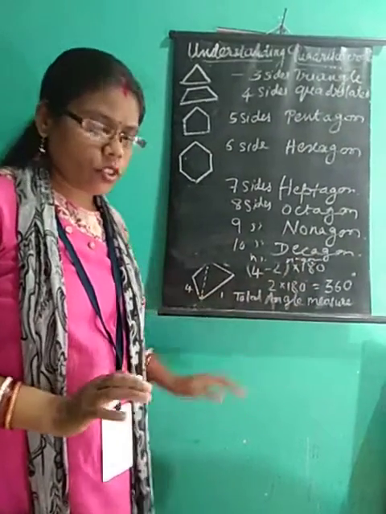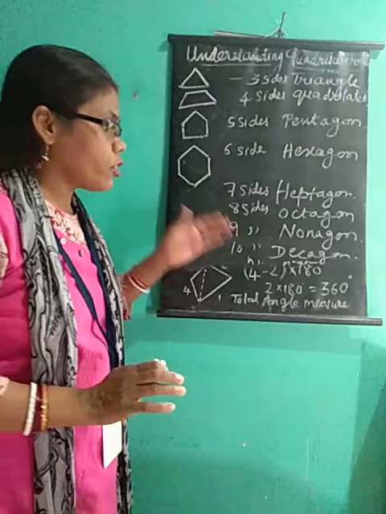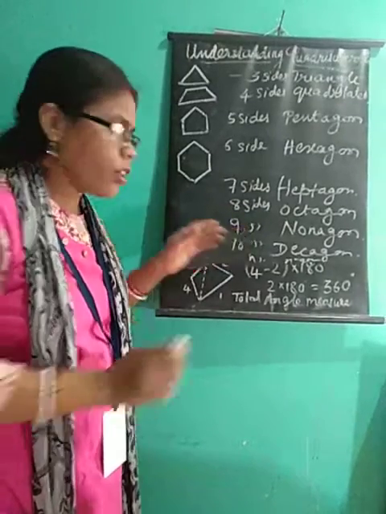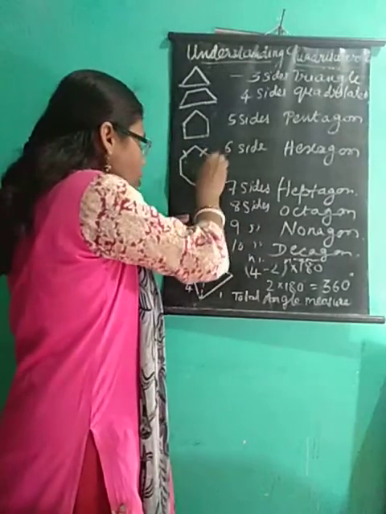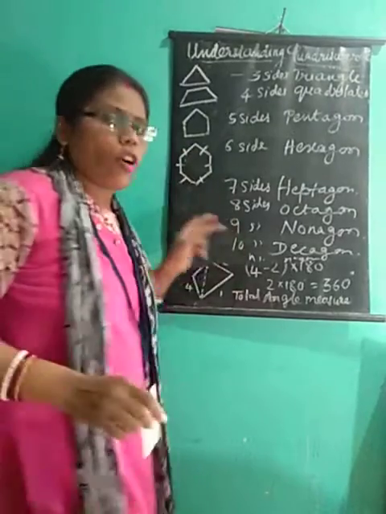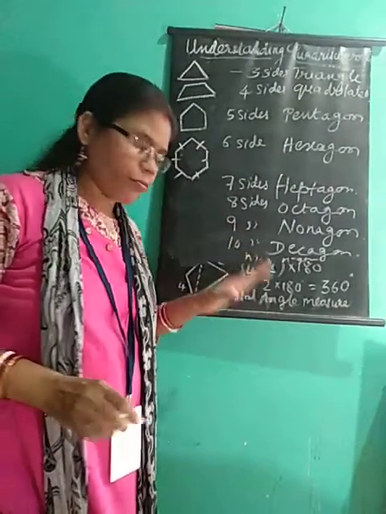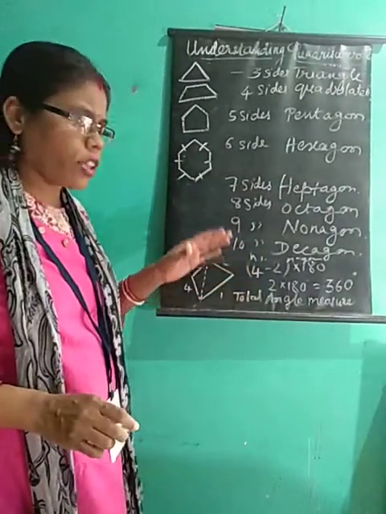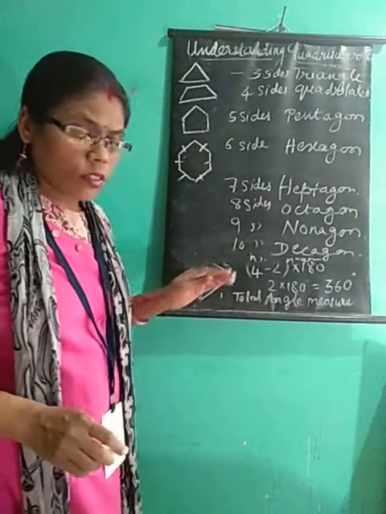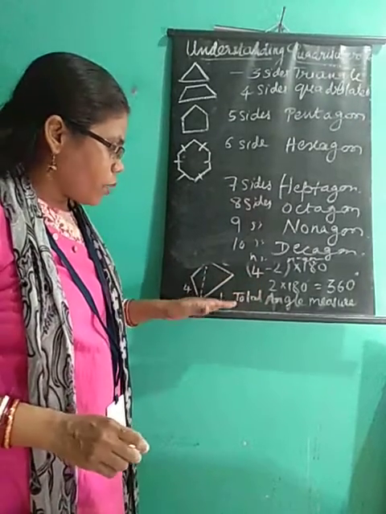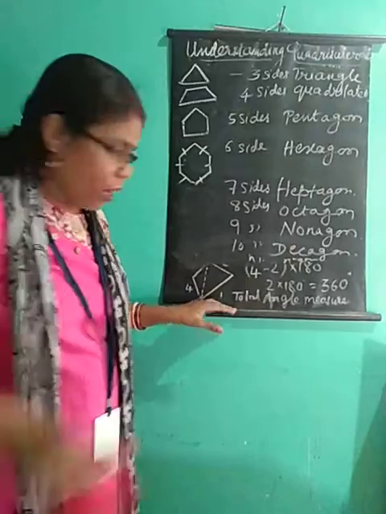Okay, it continues. So you need to draw these figures with their names. Got it? So this is all about your convex polygon, regular convex polygon. Regular means all the sides are equal. If it is not equal, it is irregular. So this is all about your polygon. Now coming to the important part.